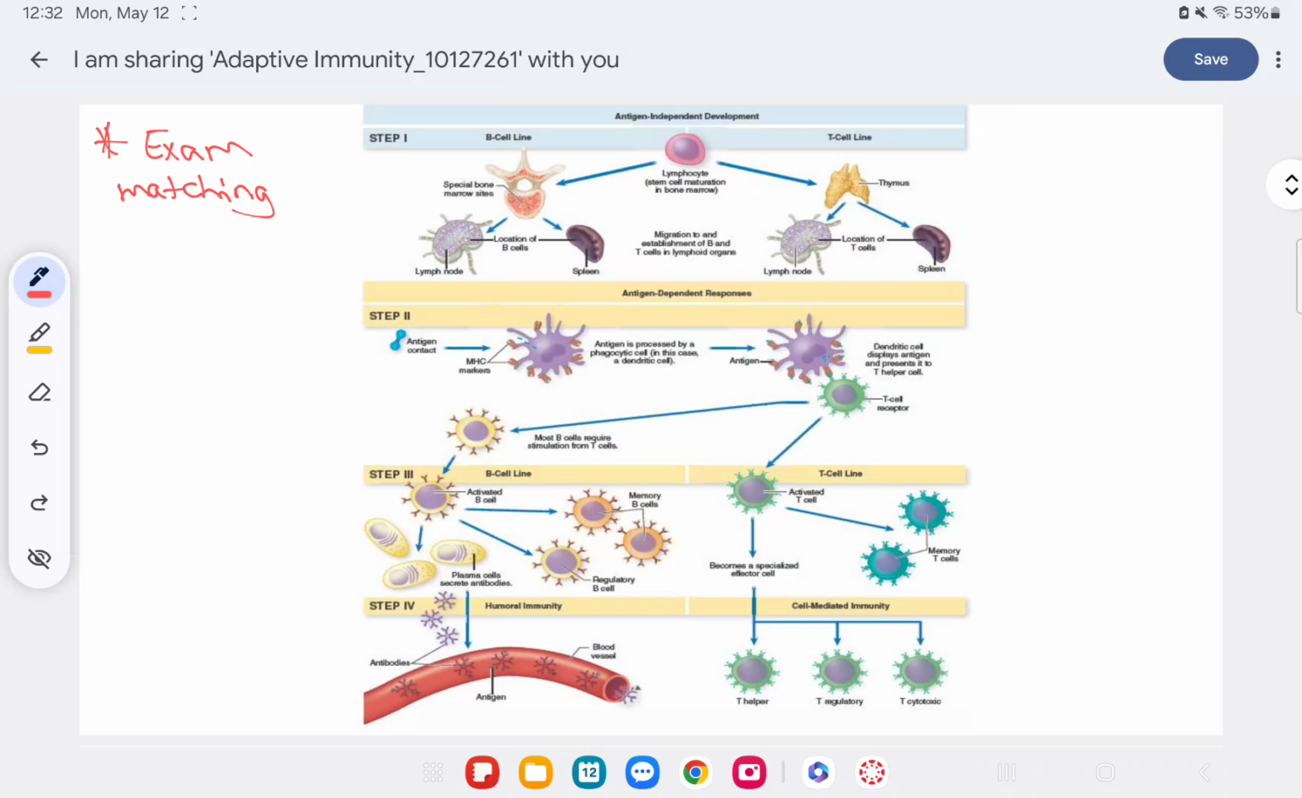So I think I said this last time. Did I? Okay, so that's just huge. So the thymus doing this is very important in the development of that T cell.